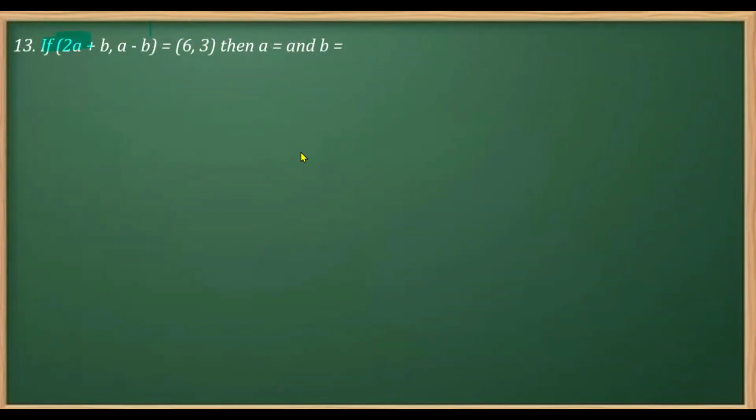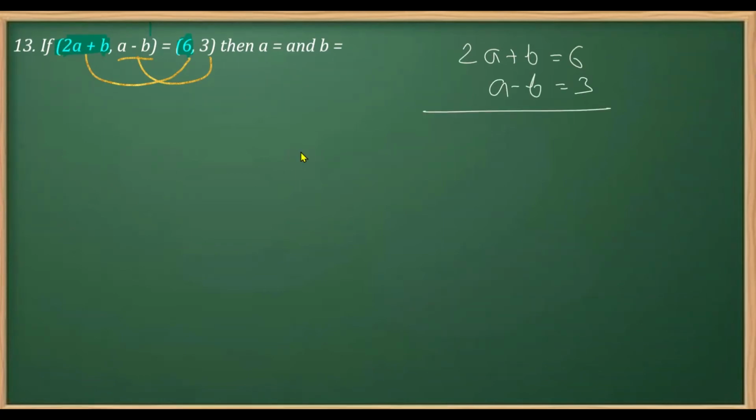In question number 13 it is given that if (2a plus b, a minus b) is equal to (6, 3), then we have to get this. So this is clearly an ordered pair. As you know, two ordered pairs are equal only and only if their corresponding elements are equal. So I can equate 2a plus b with 6, and a minus b with 3. Now what I'll do, I'll use elimination.